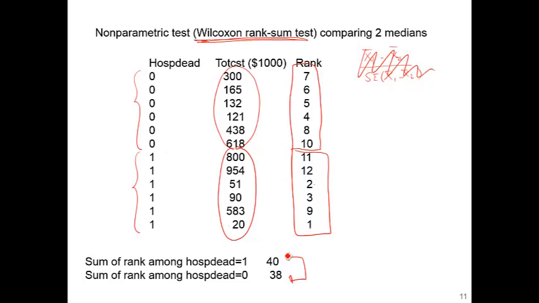If deceased patients have a higher total hospital cost, their ranking should be higher. So you actually compute the p-value comparing the sum of the ranks between the two groups. In this example, 40 and 38 is not a large enough difference, so the p-value might be large. That's why we call this the rank sum test. You rank the data first, and within each group, you compute the sum of the ranks.